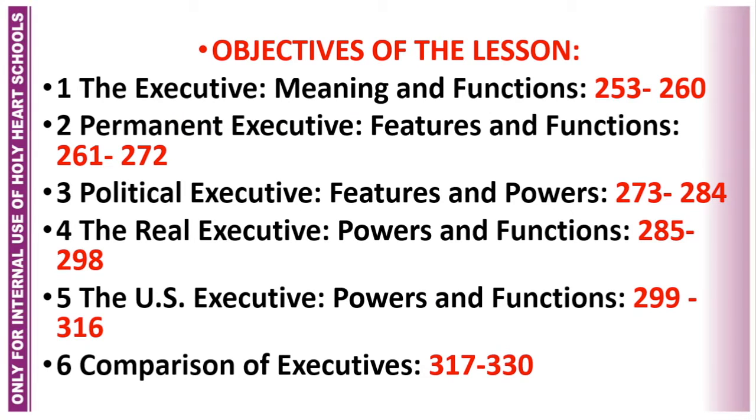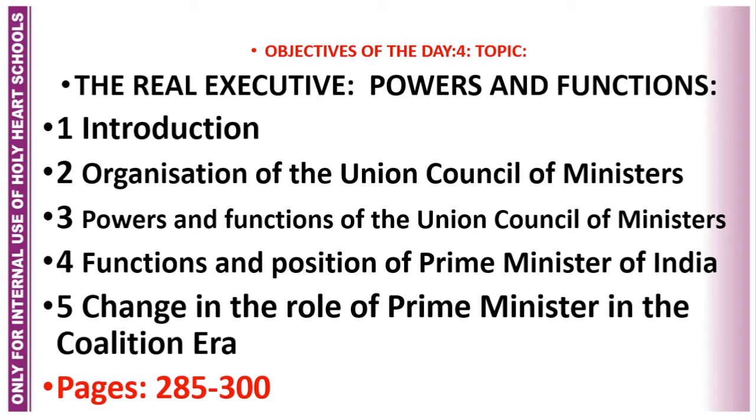The objectives of the lesson are divided into 6 days, and as I already told you, today I will be discussing the day 4 topic, the real executive powers and functions. The objectives of the day are: first, the introduction of the topic; then the organization of the Union Council of Ministers; then the powers and functions of the Union Council of Ministers; then the functions and position of the Prime Minister of India; and finally, the change in the role of the Prime Minister in the coalition era. Already I have told you it covers your pages from 285 till 300.